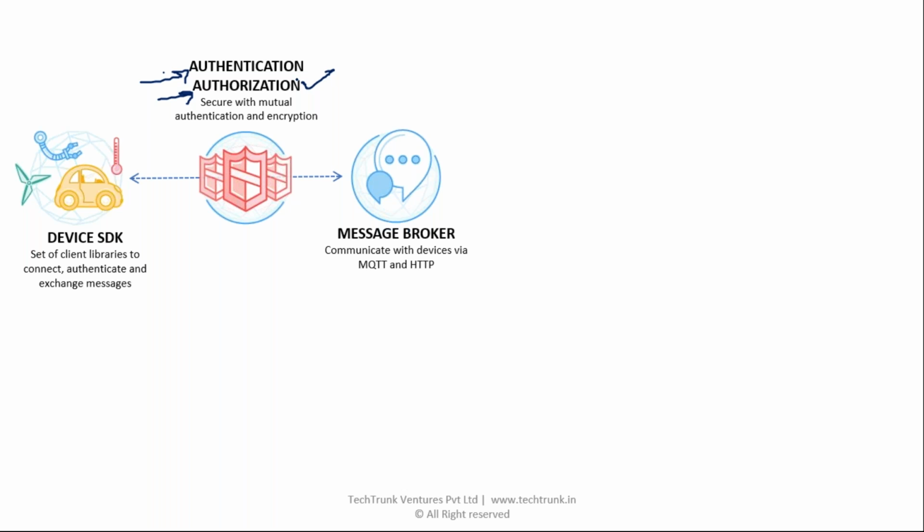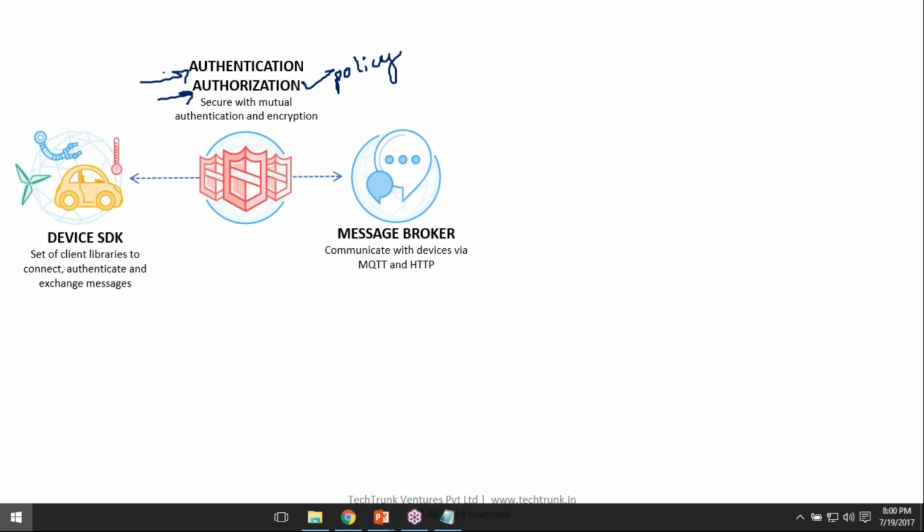So authorization is actually done by creating policies. We create some policies for our devices. Let's say that you're in a commercial IoT platform, so you create some policy for your end device. So how do you create that policy? That part we'll be looking at.